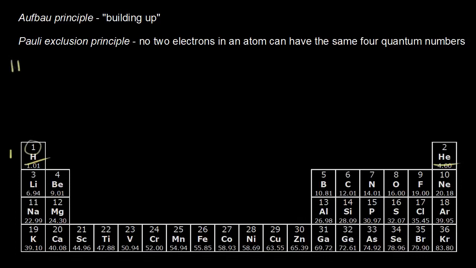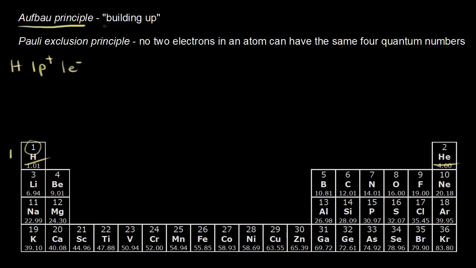If there's atomic number of 1, that means there's 1 proton for hydrogen. In a neutral atom, the number of protons is equal to the number of electrons. So if there's 1 proton, there must be 1 electron. So our goal is to write an electron configuration for that 1 electron of hydrogen. And we're going to use the Aufbau principle.